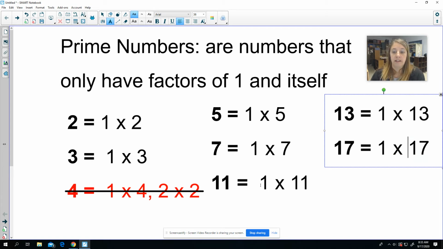So you're going to want to write these prime numbers down: 2, 3, 5, 7, 11, 13, and 17. So these are what we're going to use to break apart numbers when we want to simplify.